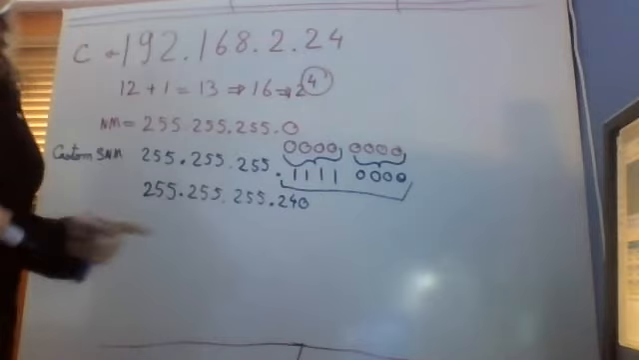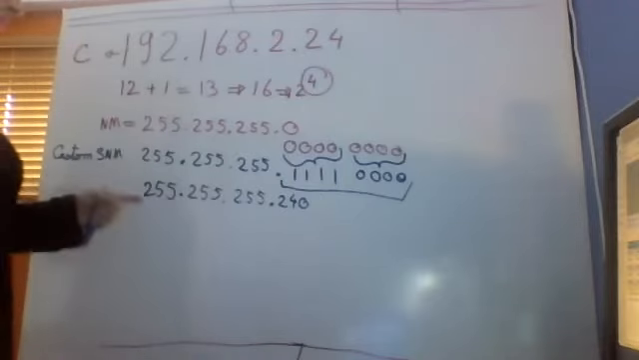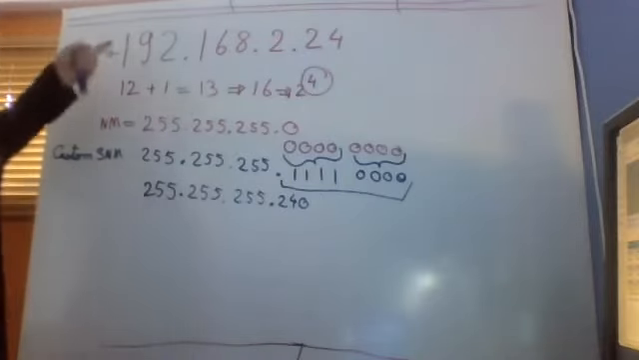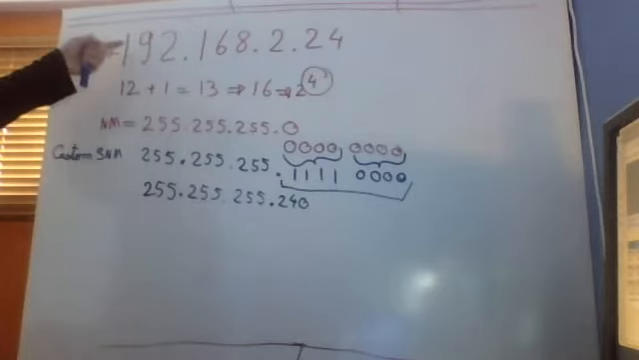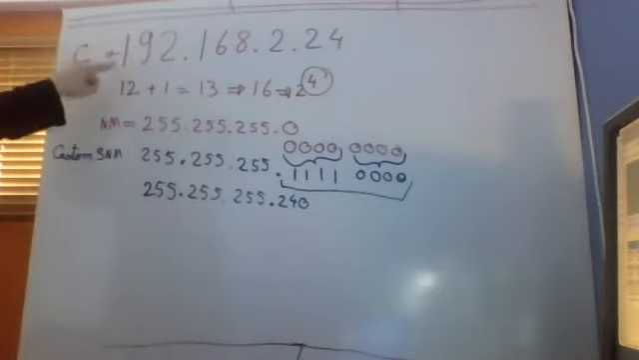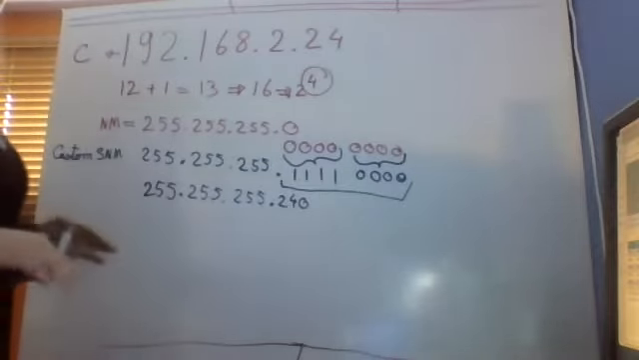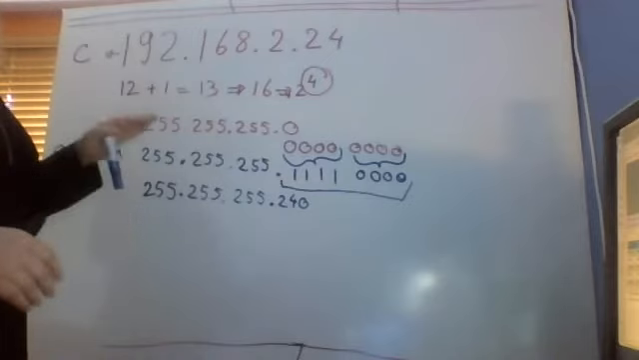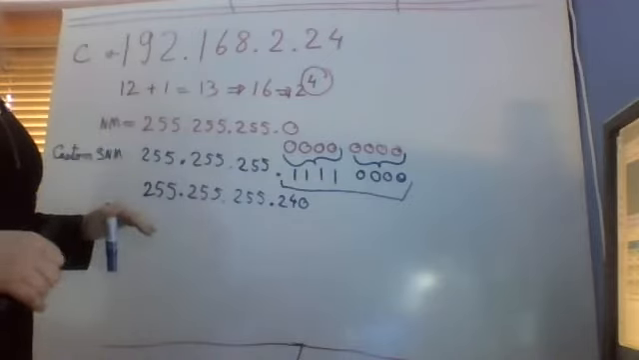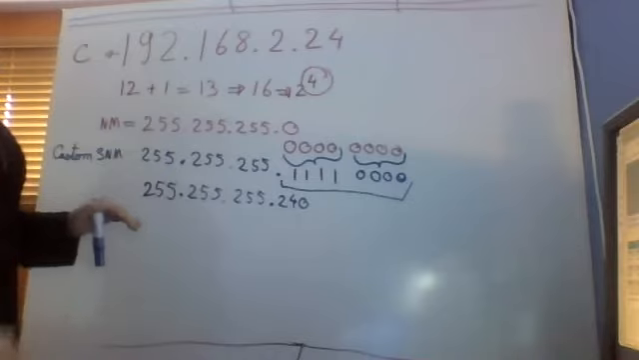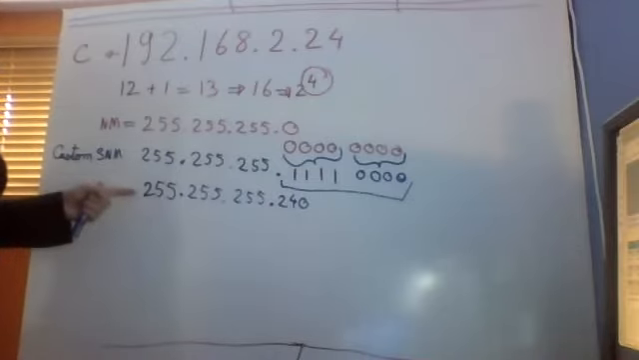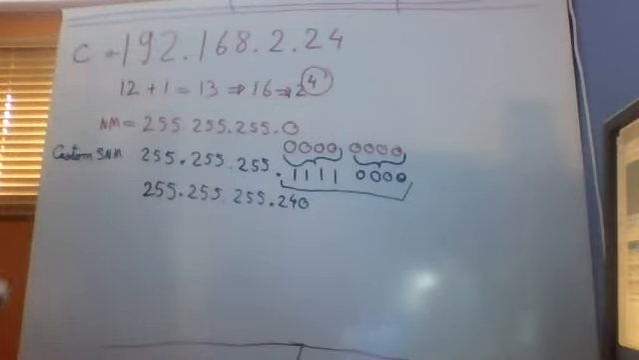Now that we found our custom subnet mask, we can go back to the original address that we had and figure out the network ID of this address. How do we do that? Well, remember, we have to do bitwise and of the subnet mask, custom subnet mask, and the address.